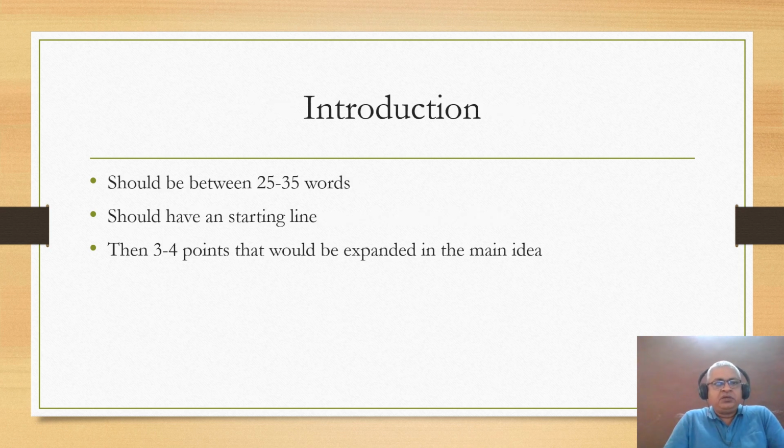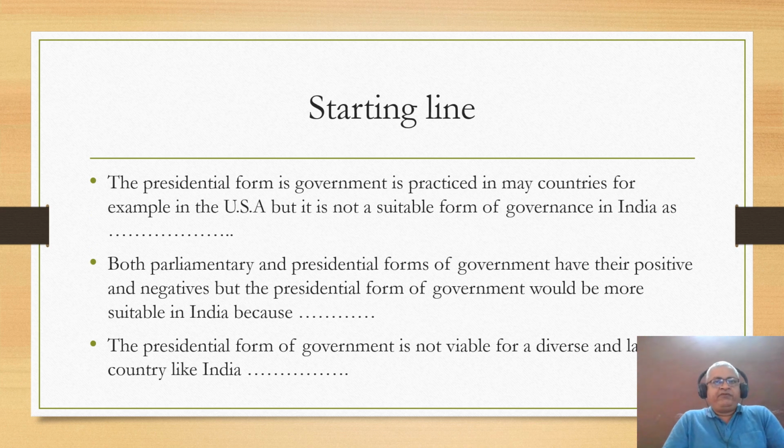So let's look at the introduction. It should be between 25 to 35 words. As I told you, it should be 10 to 15% of the essay, and should have a starting line where you start, and then it should have 3 4 points that would be expanded in the main body. For example, the starting line: you need to introduce your thought process. The examiner has given you a topic, and now you need to start with something which gives an idea as to where you are going to take the essay forward. What are you going to do with the essay, right?